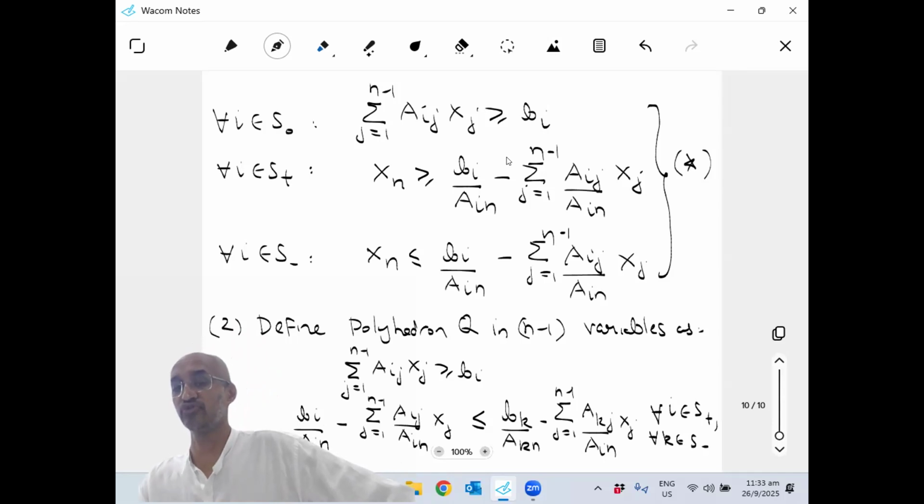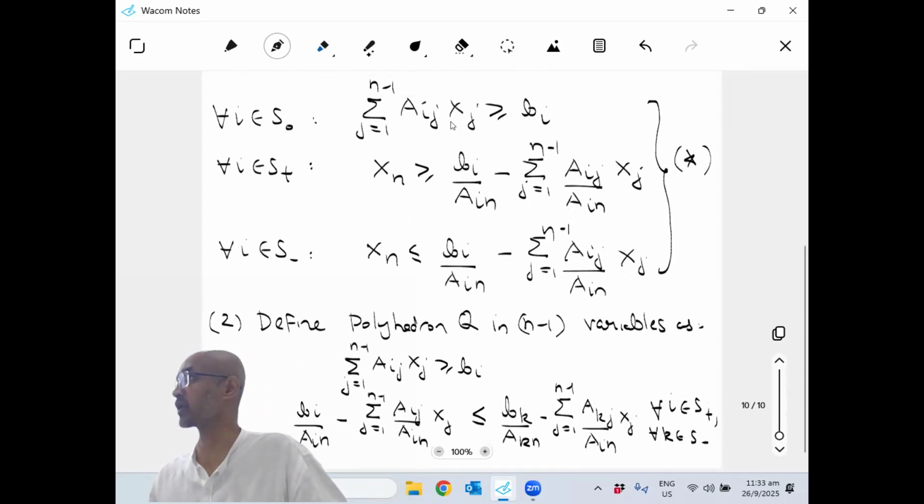So this is a set. This is a set involving n minus 1 variables. The xn-th variable has been projected out. Okay. Is it clear what we are doing in the algorithm?